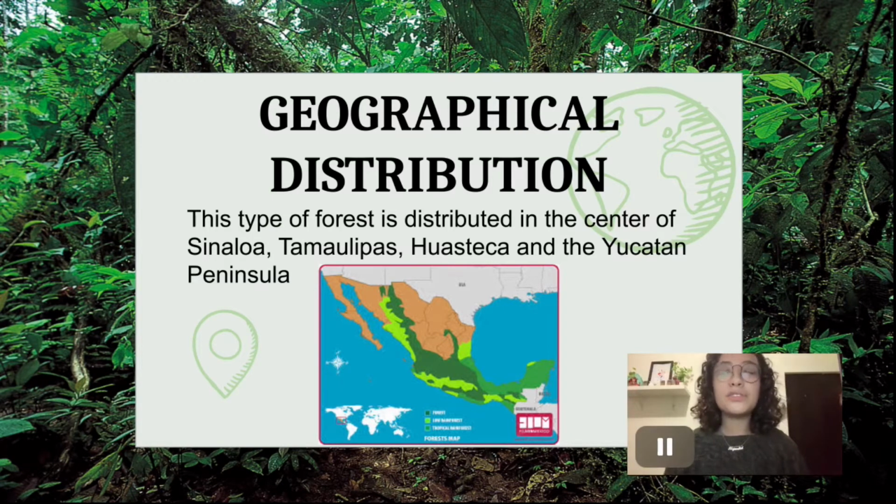The geographical distribution of the tropical rainforest. This type of forest is distributed in the center of Sinaloa, Tamaulipas, the Huasteca, and the Yucatan Peninsula.